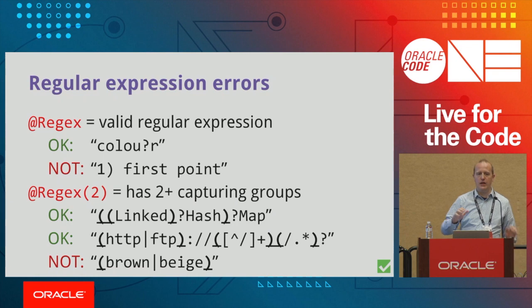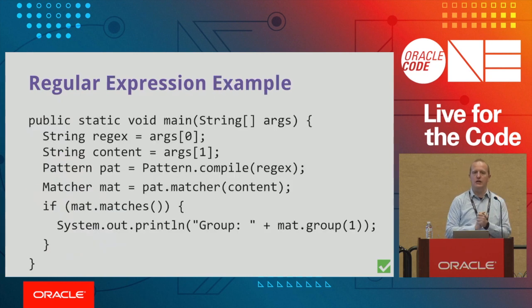So regular expressions allow you to separate your string into different capturing groups, and different strings have different numbers of capturing groups. So here are two valid examples, quite hard to see, and then an invalid example. Why is that invalid? So here's a simple code that uses regular expressions. It's a main method where we get the regular expression and the content from the command line. We compile the regular expression, match it against some content, and then we want to output the first capturing group.